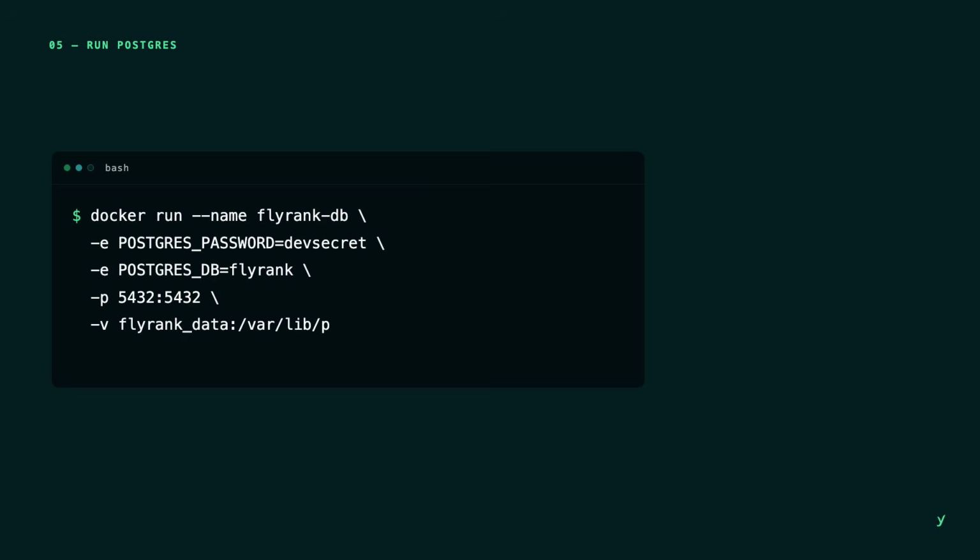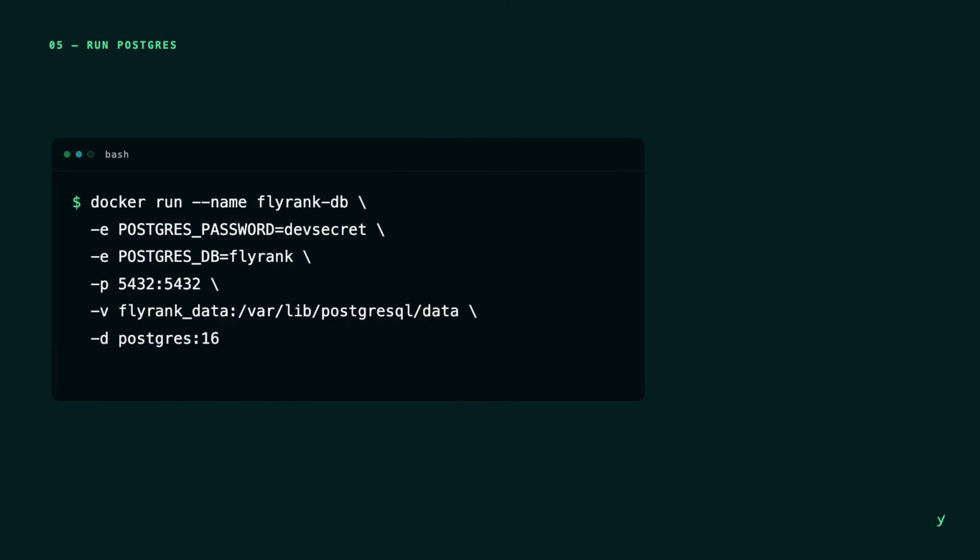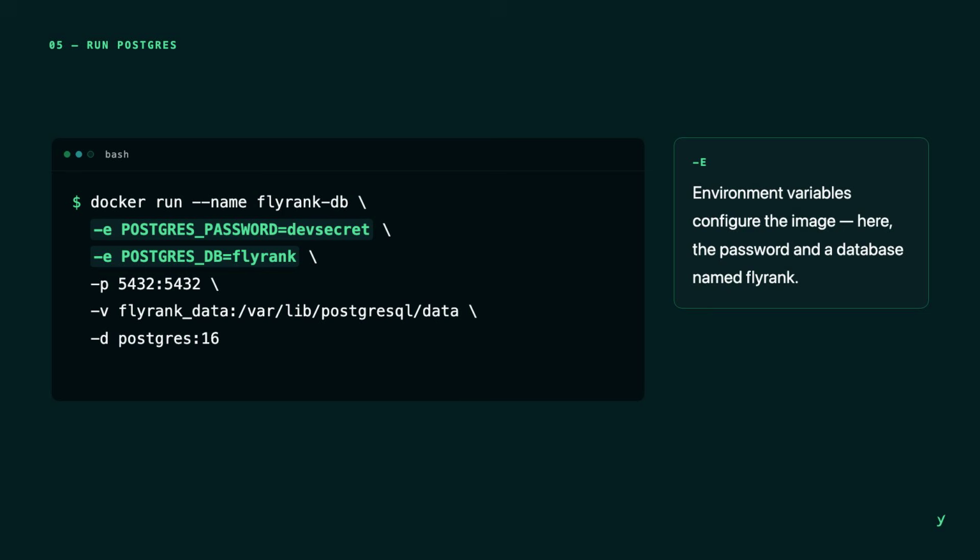One command, and it looks scary, so we'll take it flag by flag. Docker run creates and starts a container. --name FlyRank-DB just gives it a friendly name. The two -e flags set environment variables. That's how the Postgres image configures itself. We're setting the password and asking it to create a database called FlyRank on first boot.